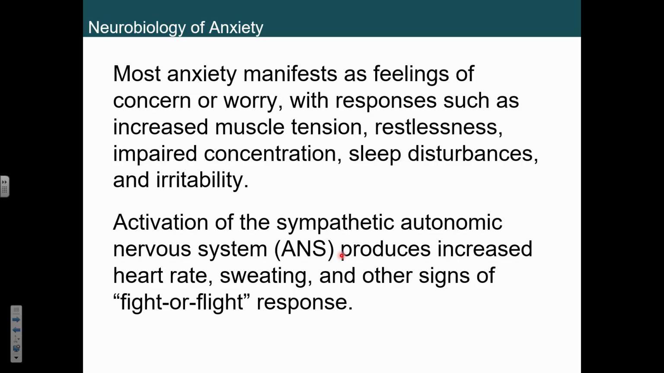And sometimes fight or flight is appropriate, right? There are certain situations where you need to be geared up to run away or start flailing your arms around.